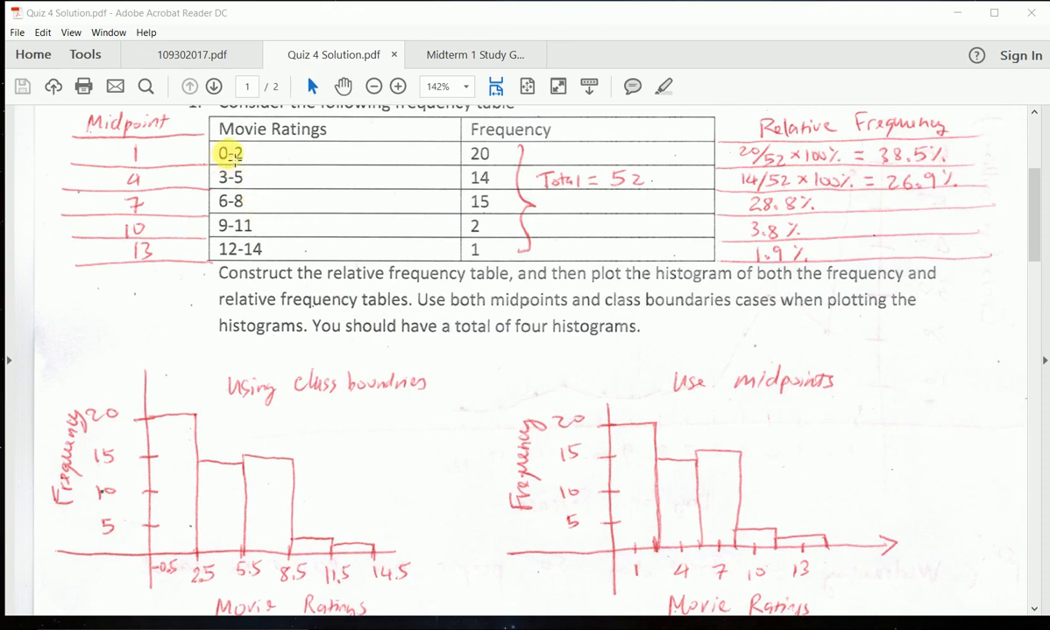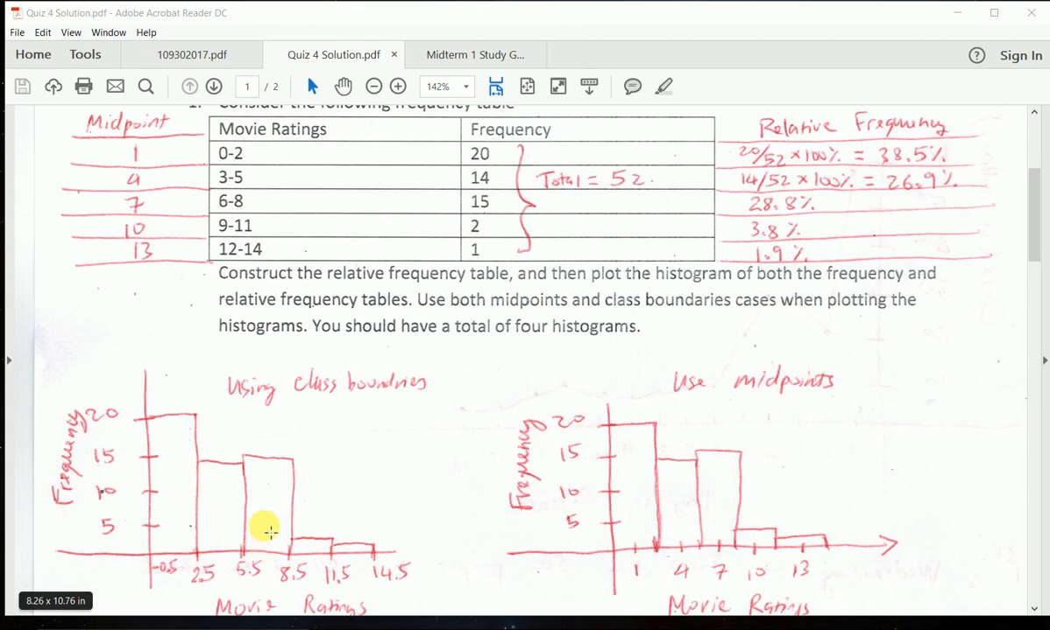Remember, for the class boundary, I usually take half a point below the lowest value of the first class, and then I take the average of 2 and 3, which is 2.5 for the next one. The same thing between 5 and 6: I add them and take the average, which is 5.5. For 8 and 9, I take the average, which is 8.5, and so on.